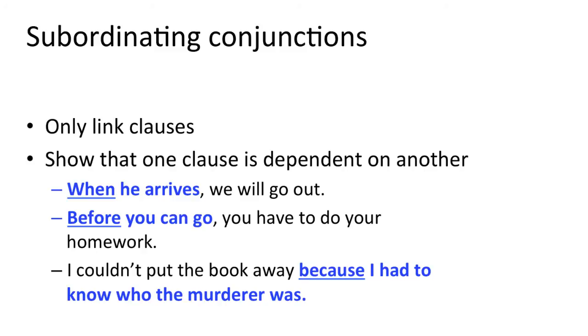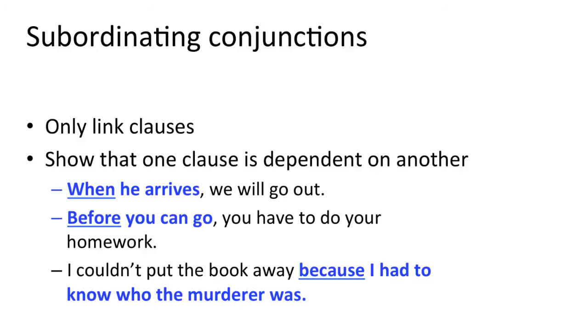Subordinating conjunctions are only used to link clauses. They're used when one clause is dependent on another. For example, if one clause is giving background information to another clause. When he arrives, we will go out. Before you can go, you have to do your homework. I couldn't put the book away because I had to know who the murderer was.